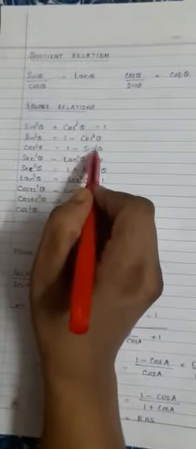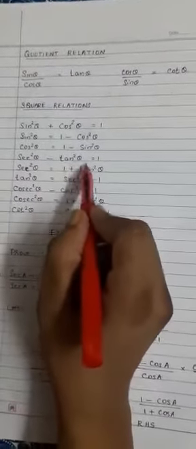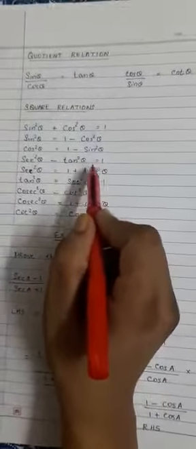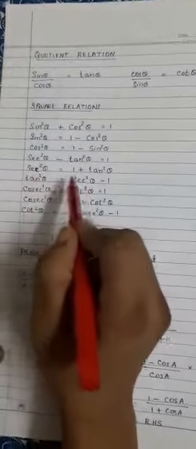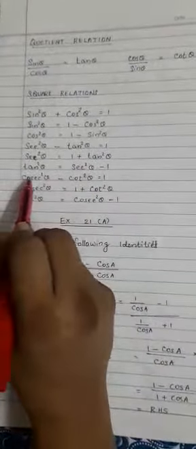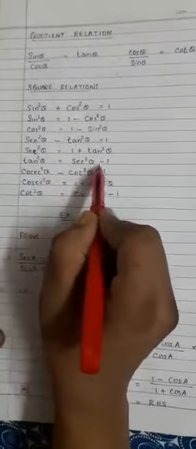Cos square theta is equal to 1 minus sin square theta. Sec square theta minus tan square theta is equal to 1. From this one, sec square theta is equal to 1 plus tan square theta. Tan square theta is equal to sec square theta minus 1.